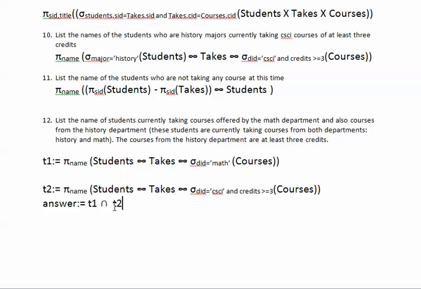So if they were asking that they were taking courses by the math or history department, we can change this for the union, or here in the sigma we can say or and put the DID equals CSCI in that case. So this will be an answer for question 12.